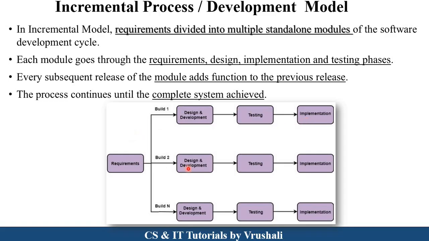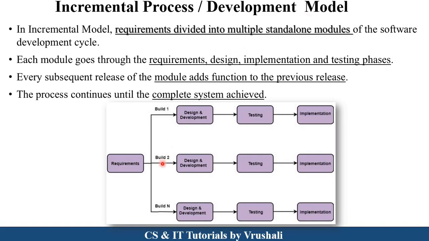Now the second one is the student feedback module. So they design, develop, test and implement the student feedback module. And now the third module is the class test module. Now they design, develop, test and implement the class test module in this way. Basically, every module goes through the complete software development lifecycle phases like design, develop, testing, in this way. Clear? So this is the concept of the incremental process model.